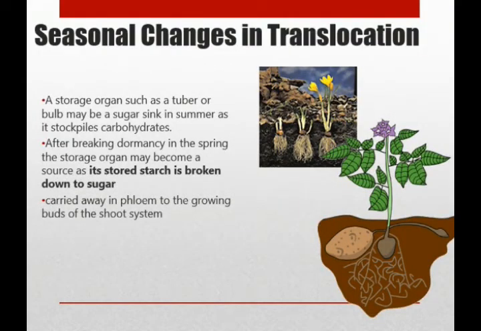Seasonal changes in translocation. A storage organ such as a tuber or bulb may be a sugar sink in summer, as it stockpiles carbohydrates. After breaking dormancy in the spring, the storage organ may become a source as its starch is broken down to sugar. So it is carried away in the phloem to the growing buds of the shoot system.